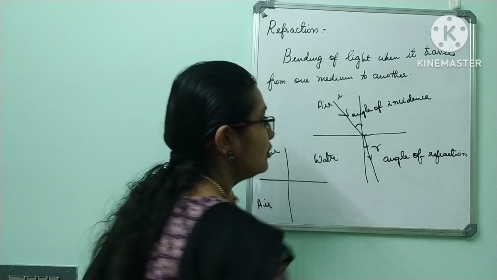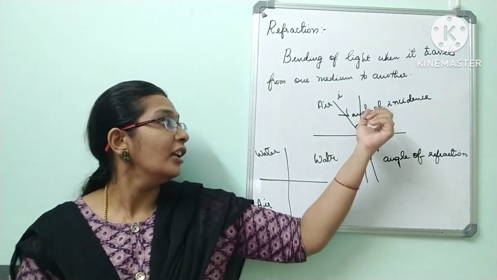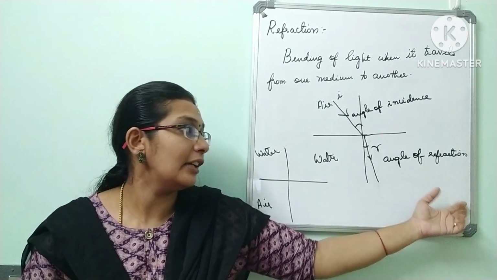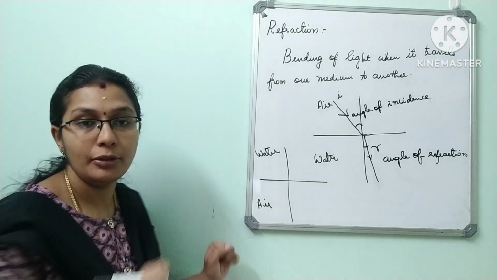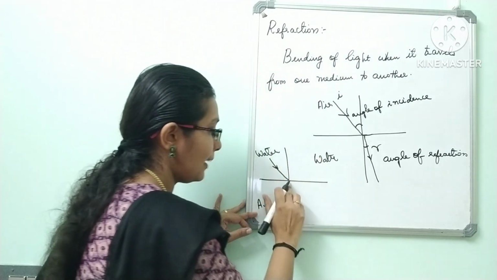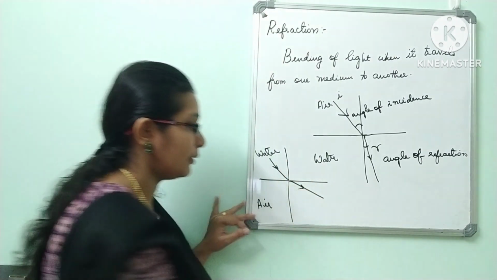You understand? So this one we have already seen in reflection. So the same terms only we are going to use here. There, instead of reflection, here we are using refraction. Now we are going to consider water to air. So here also I am going to incident a light. So what is happening after reaching air? It is going to bend like this.